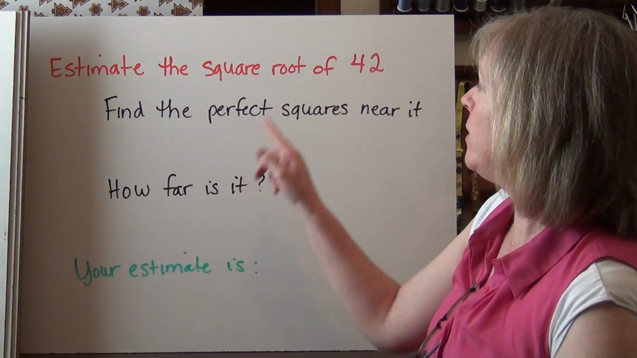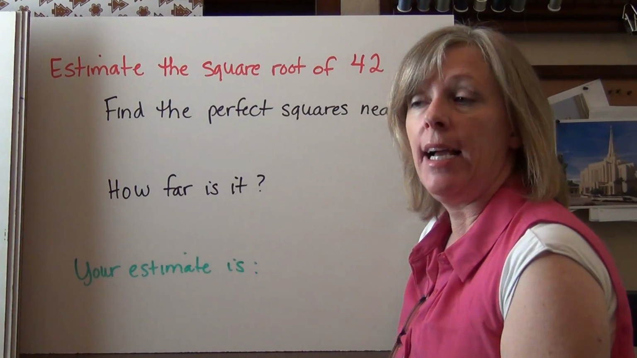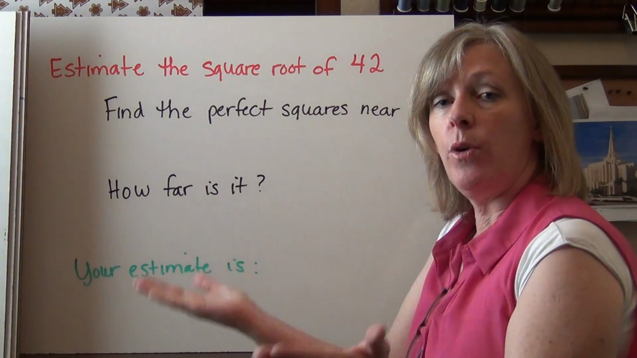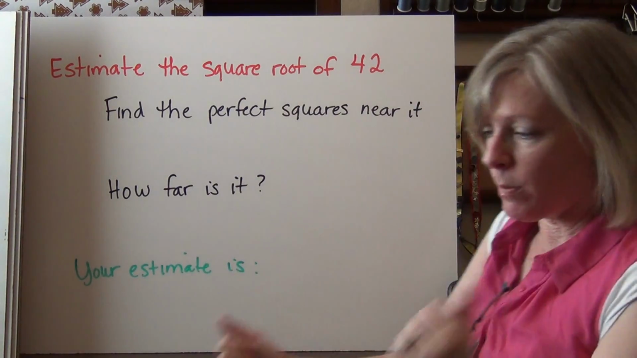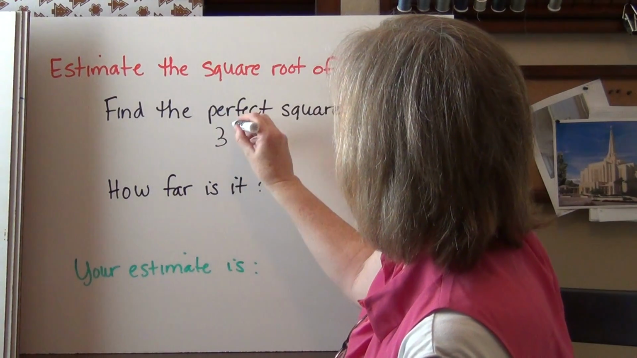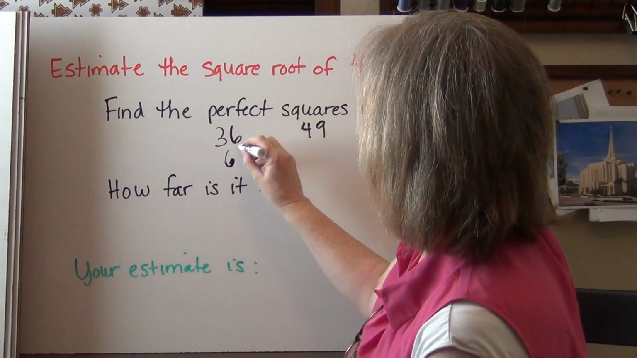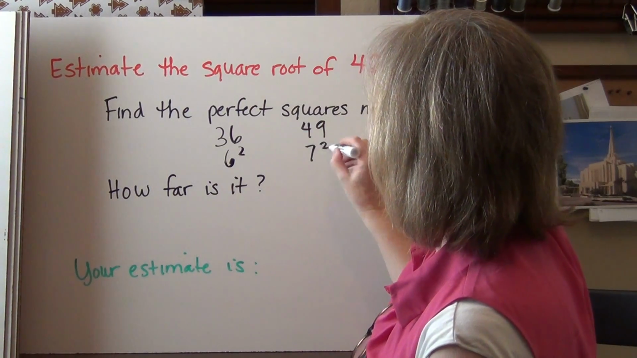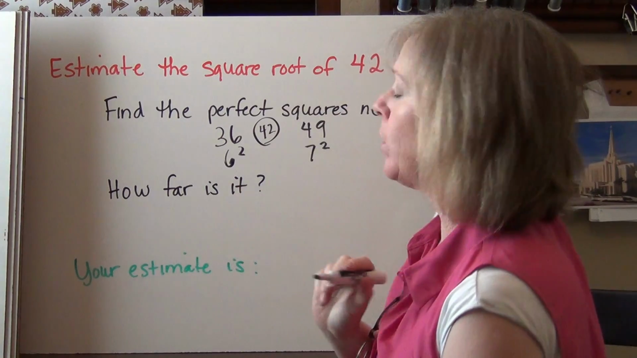Okay, to estimate the square root of 42, first I find the perfect squares that are near it. I decide that 36 and 49 are the two perfect squares near it. That is 6 squared, and this one is 7 squared. And I'm going to put my 42 in here somewhere, right? That's the number I'm looking for.